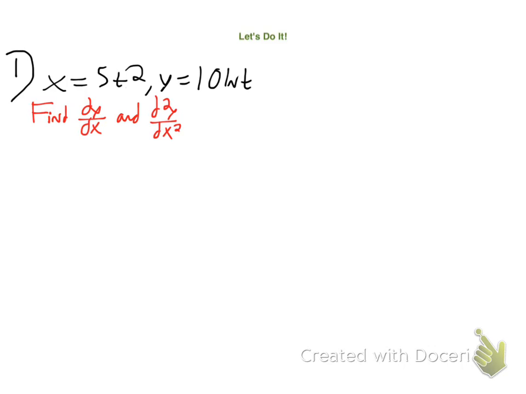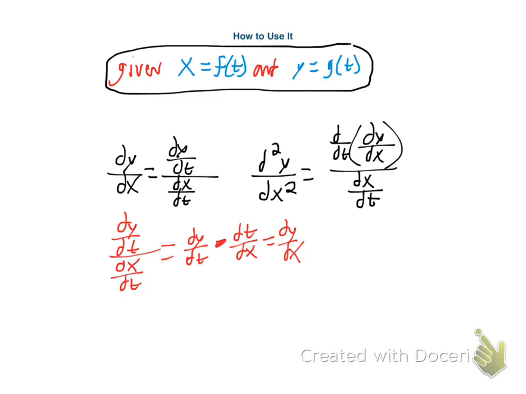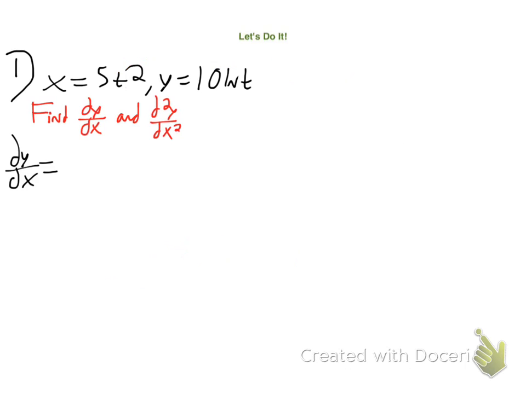So this is not incredibly difficult, right? Remember what we said, dy dx is dy dt over dx dt. So what does that mean for us? Well, we're just taking a regular derivative twice, and then you're doing a quotient. So, okay, this is not that bad.